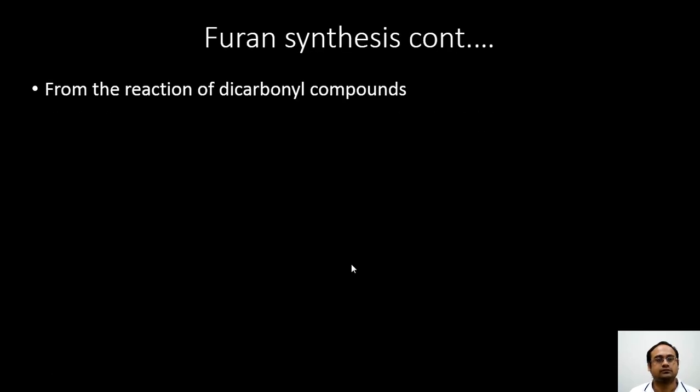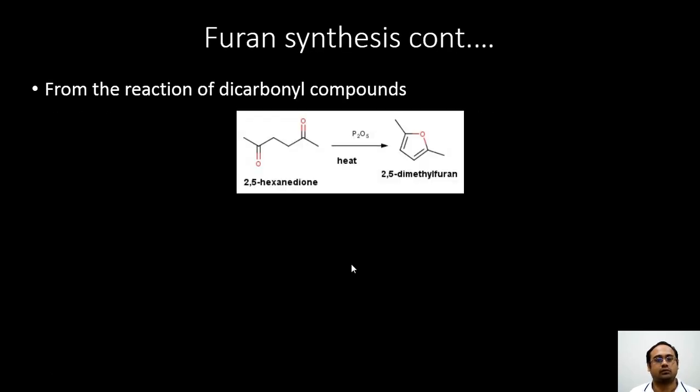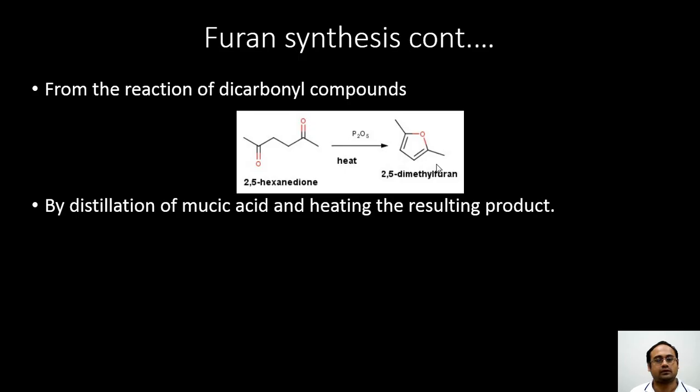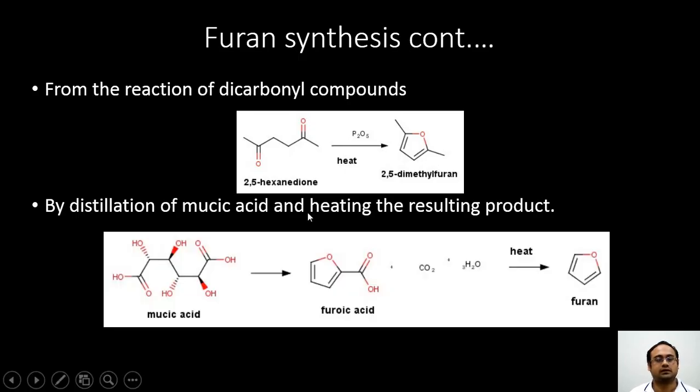So continuing this, furan can also be synthesized from dicarbonyl compounds, 2,5-hexanedione. When it is heated in the presence of phosphorus pentaoxide, it will cyclize to 2,5-dimethylfuran. But furan can also be prepared by distillation of mucic acid and heating the resulting product. Mucic acid is again a 6-carbon compound, and when this is heated, it will result in furoic acid, which is further oxidized to furan.